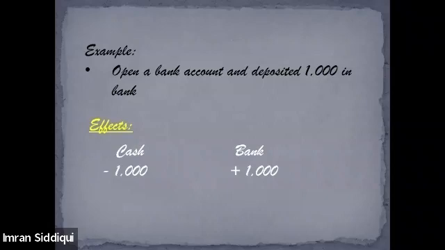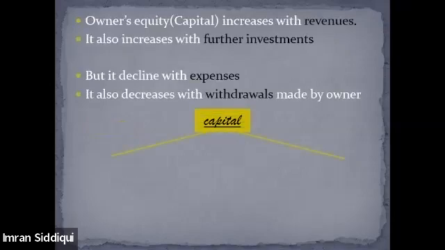And both fall under the category of the asset. So on the one hand, cash is reducing, that means asset is reducing, but on the other hand, asset is increasing by way of bank. I hope this is clear, everyone. So since everything is clear, we will now move to the question.